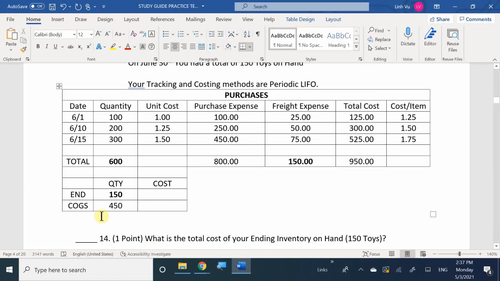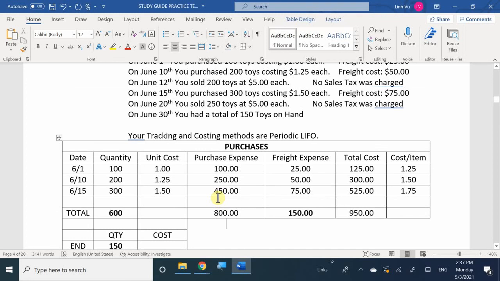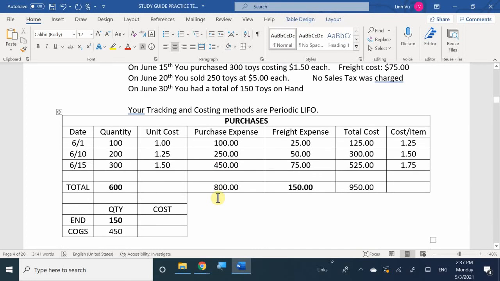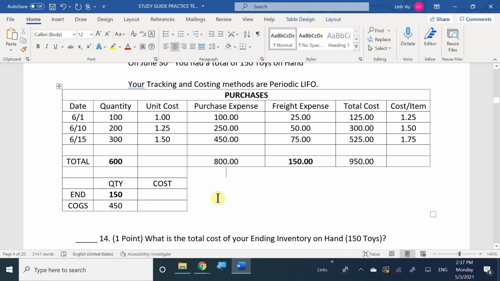Now I need to figure out whether I solve for my ending inventory or for my cost of goods sold. How I've been teaching you is to calculate your cost of goods sold first. If my inventory method is LIFO, which batch am I going to take out first? The last one, so 300. Is 300 enough to cover all 450 items? No. So am I going to take all of the batch or some of it? All of it.